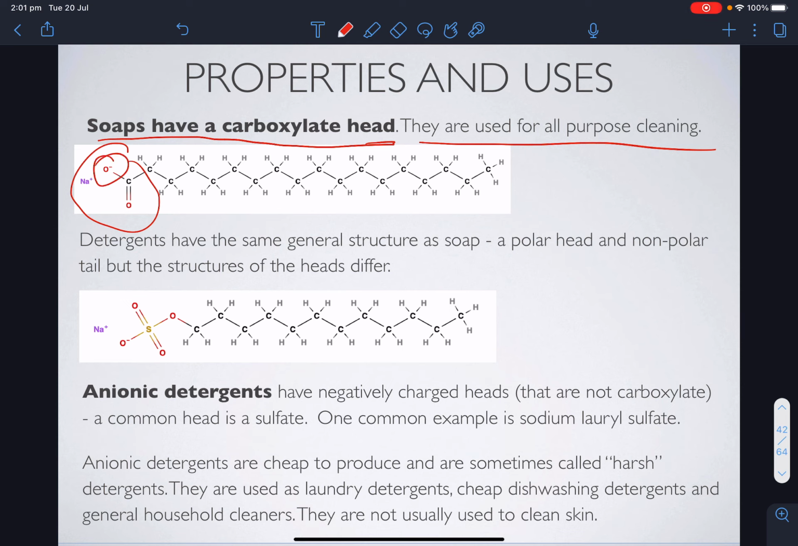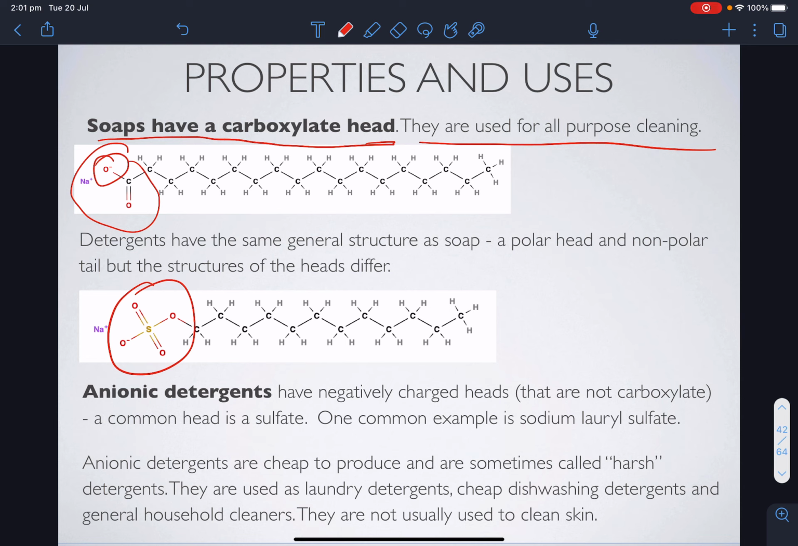So this is also similar, okay? But notice how the head has swapped out here. Oh, I'll circle the head. It's swapped out. It's no longer a carboxylate. It's a sulfate head. Okay, so it's still a negative charge, but now we've got a sulfate. This is just one example of them. So anionic detergents have a negatively charged head that is not carboxylate, because then they'd be soaps. And the most common is sulfate. Okay, so a common example of one of these molecules is called sodium lauryl sulfate. And if you read ingredients lists around the house on different products, that will be a familiar word to you.